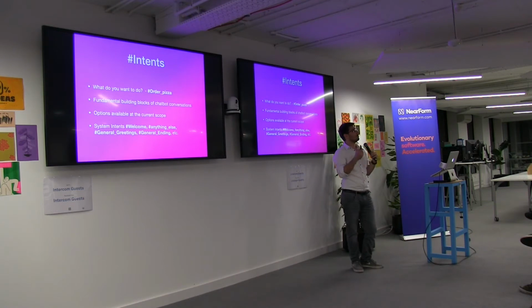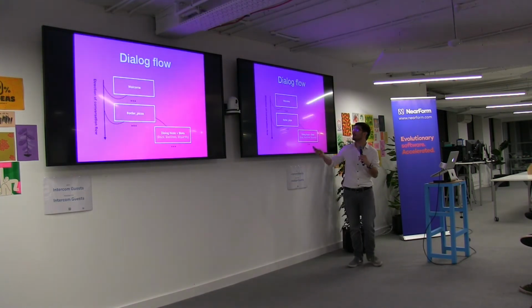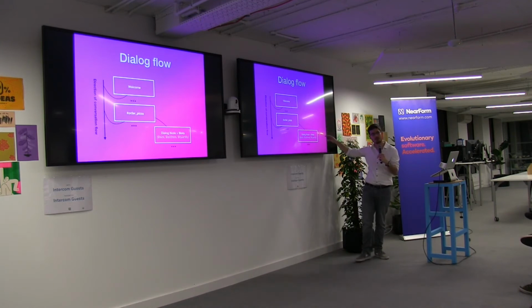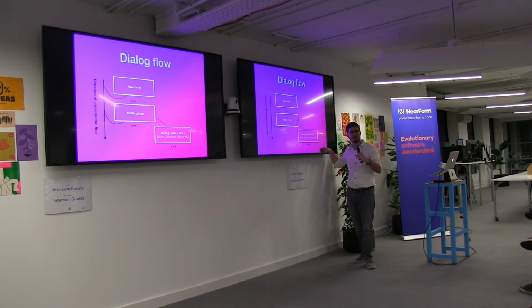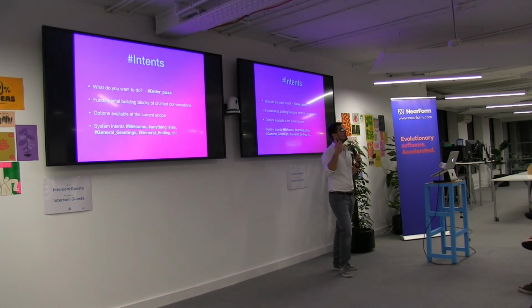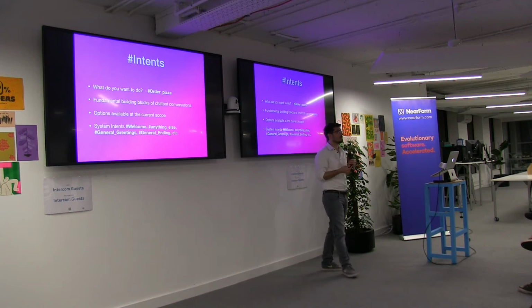Then you have the building blocks of the chatbot conversation. They're available at the current scope, right? As I said before, there are different intents at different levels. So you order a pizza, and then you've got different intents, say provide location, provide something else. So you could do intents that are inside of different intents. They are options available at the current scope, and there are really cool bits they can use in Watson itself. They're called system intents.